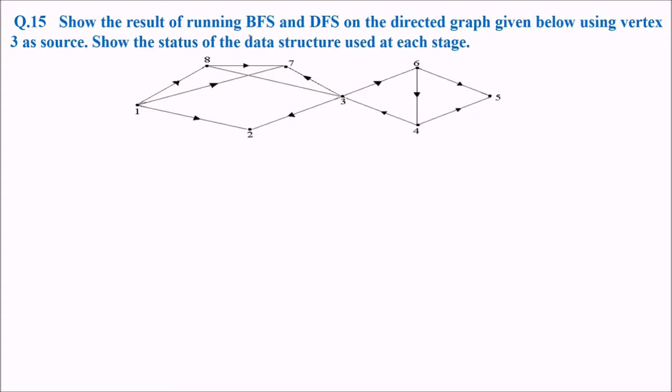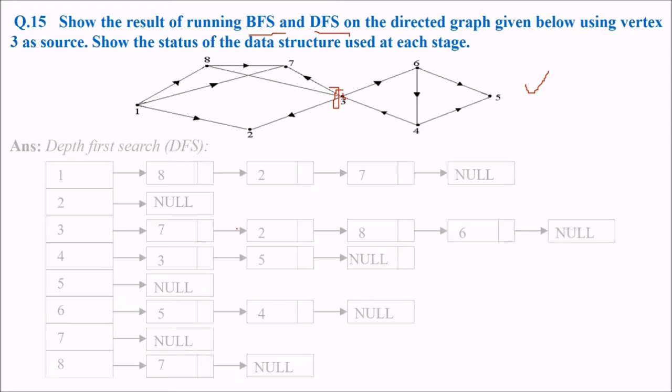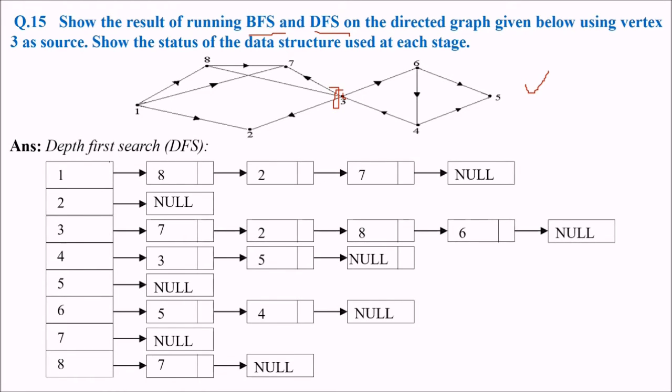Show the result of running BFS and DFS on this directed graph, given below using vertex 3 as a source. We'll start from here and show the status of the data structure used at each stage. So depth first search, this will be like this. 1 is 8, then 1, 2. So we'll make an adjacency list first. 1, 8, 1, 2, then 1, 7, and then nothing, so none. So this you can make.